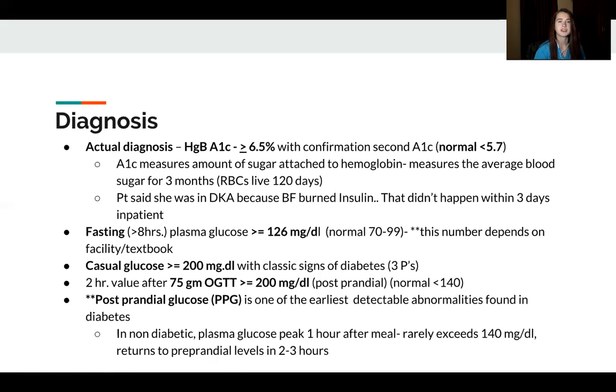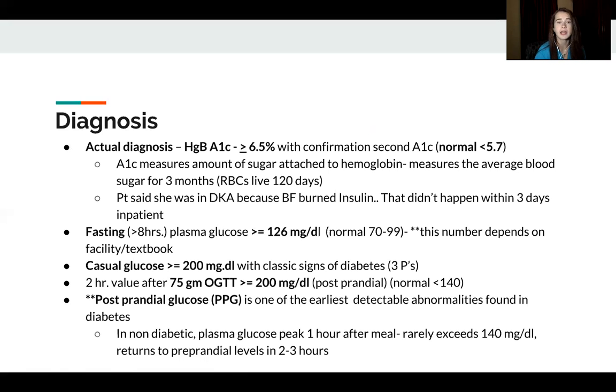I actually had a patient not too long ago that said she was in diabetic ketoacidosis because her boyfriend burned her insulin. Due to the A1C, that does not just happen within 3 days. So she has obviously been non-compliant with her insulin for much longer than that in order for her to become in ketoacidosis. The second test is a fasting plasma glucose.